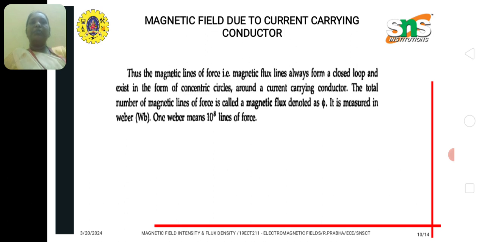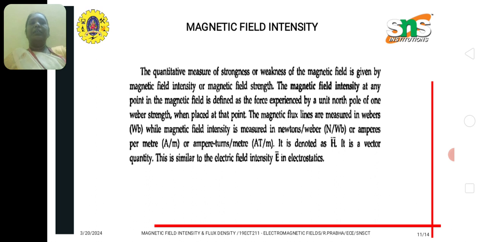The total number of magnetic lines of force is called the magnetic flux, denoted by phi, and it is measured in Weber. 1 Weber means 10 power 8 lines of force. For the strength of the magnetic field, a quantitative measure is given by the magnetic field intensity or magnetic field strength, denoted by H, and measured in amperes per meter or ampere turns per meter. It is a vector quantity, analogous to electric field in electrostatics.